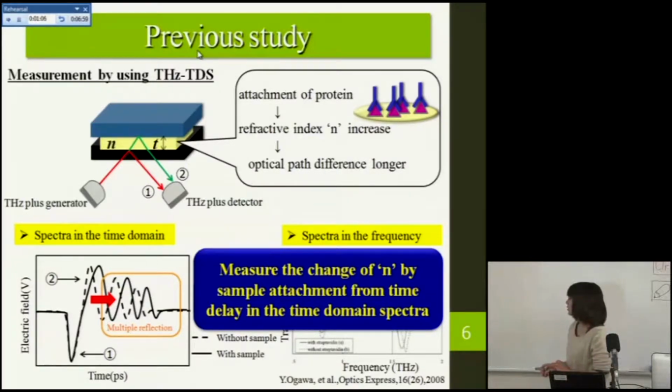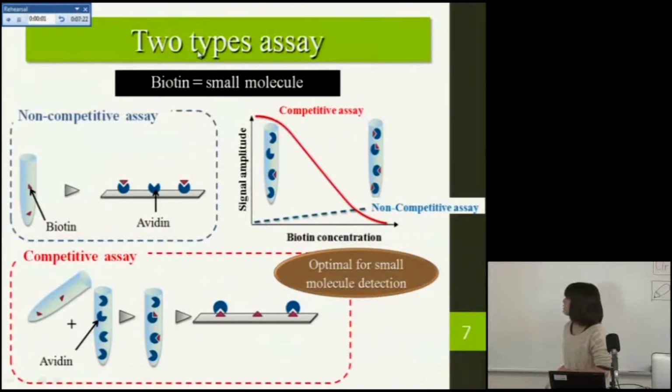The reason I use the time domain spectra is to reduce the error. By compensating for this first reflected light, we can remove the device error. So I use a time domain spectra. Next, I will explain two types of assay.